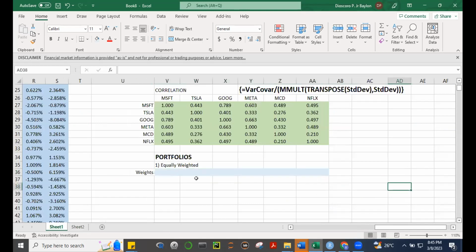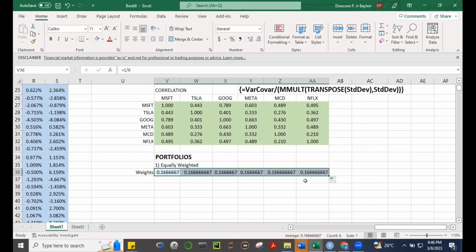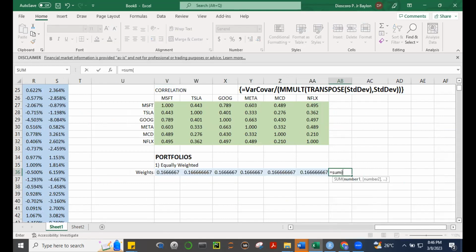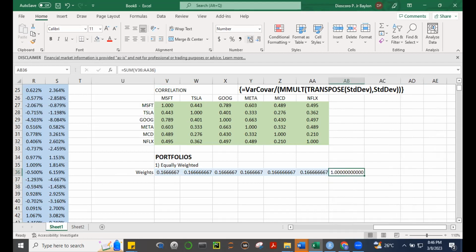Okay, so let's go back. So we have to have this, all right? And then since pag equally weighted, so this will be equal to 1/6. Ba 1/6 siya. Yan. Bakit 1/6? We have six stocks sa portfolio natin. And let's check. Dapat yung sum nito. Okay. Hindi ko lalagyan ng kulay para mas kita ko siya. Okay. Oops. Okay. Kahit 2 decimal places lang. Kahit 1 lang. All right. The weight should total 1.